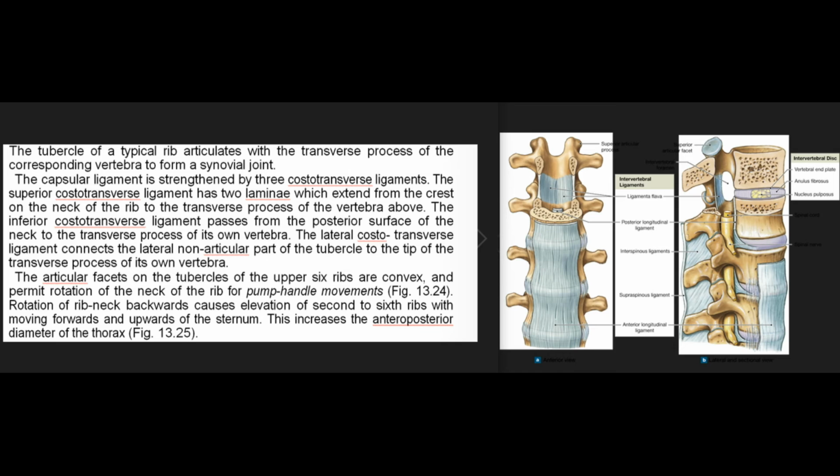The articular facets on the tubercles of the upper six ribs are convex, and permit rotation of the neck of the rib for pump handle movements, Fig 13.24. Rotation of rib neck backwards causes elevation of second to sixth ribs with moving forwards and upwards of the sternum. This increases the anteroposterior diameter of the thorax, Fig 13.25.